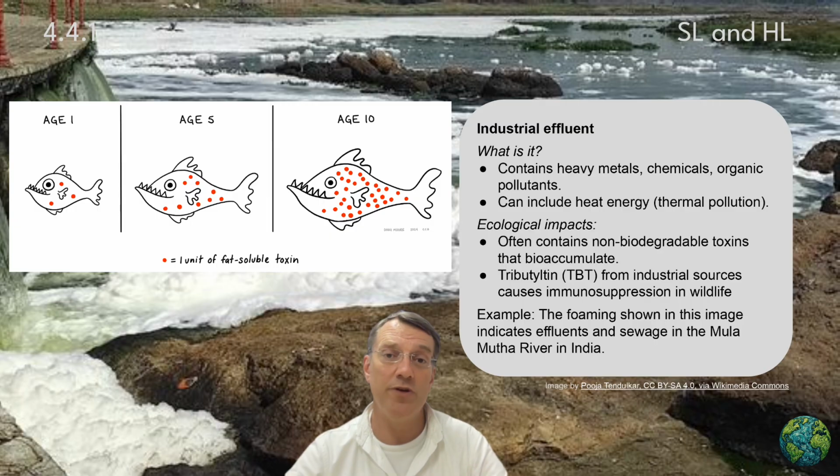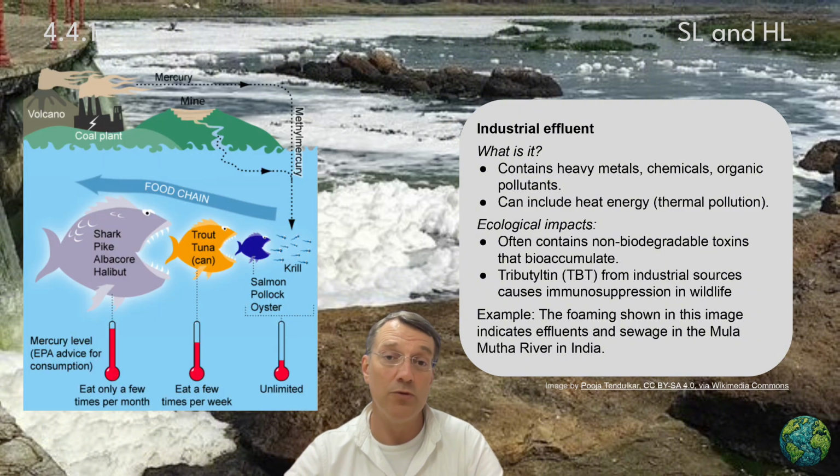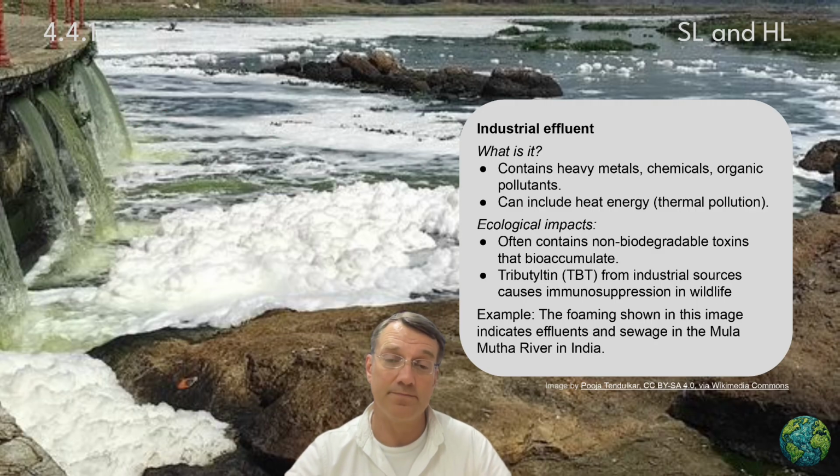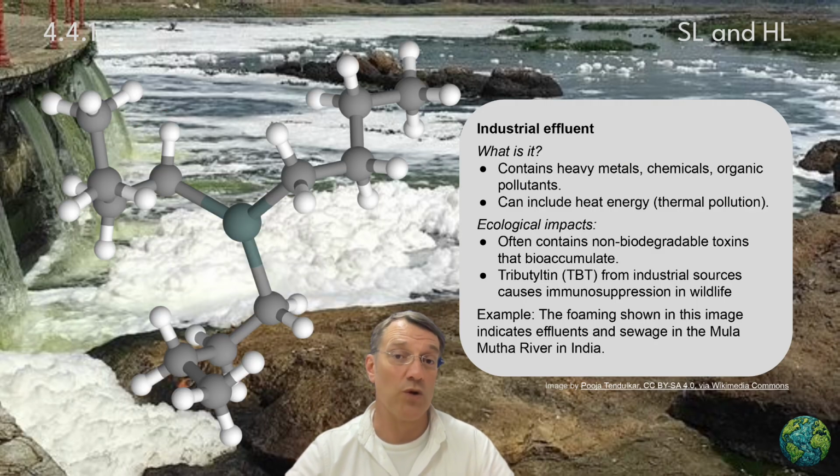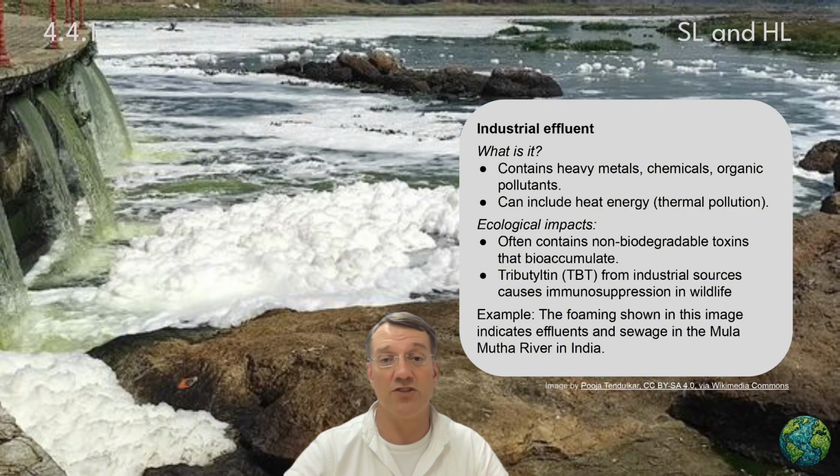Instead, they accumulate in the environment and in the bodies of organisms through a process called bioaccumulation. When these pollutants move up the food chain and become more concentrated at each level, we call that biomagnification. So take tributyltin, or TBT, for example. This chemical was once commonly used in industrial applications, and it caused immunosuppression in wildlife. That means it weakened their immune systems and made them vulnerable to disease.